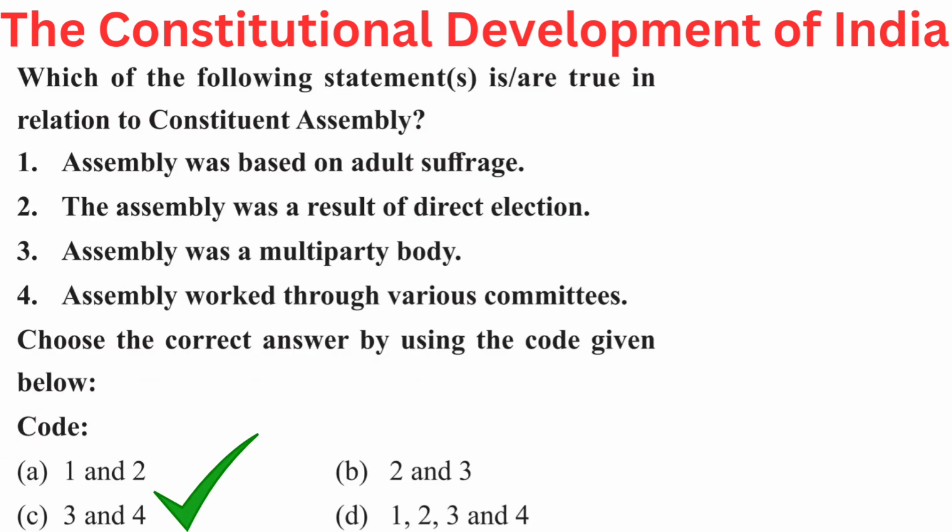Your question is, which of the following statement or statements is or are true in relation to Constituent Assembly? First, Assembly was based on adult suffrage. Second, the Assembly was a result of direct election. Third, Assembly was a multi-party body. Or fourth, Assembly worked through various committees. Choose the correct answer by using the code given below. Code A. 1 and 2, B. 2 and 3, C. 3 and 4, or D. 1, 2, 3 and 4. Right answer is C. 3 and 4. Third, Assembly was a multi-party body. And fourth, Assembly worked through various committees.